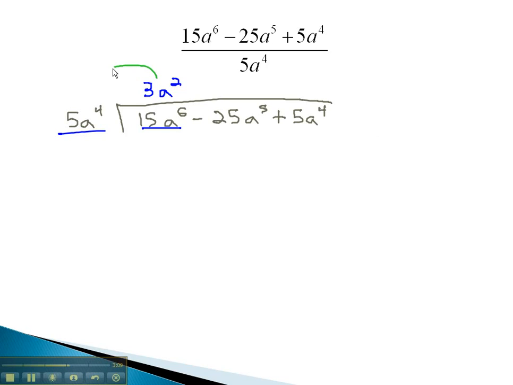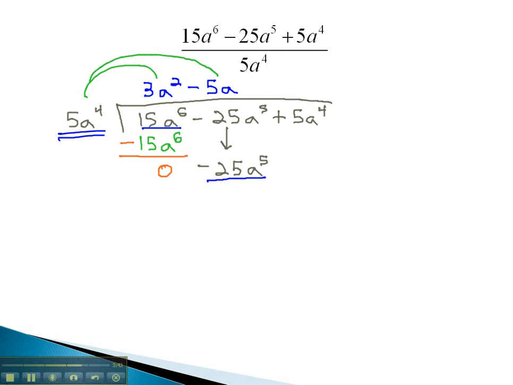We can now multiply 3a squared times 5a to the 4th to get 15a to the 6th, changing the sign so we can combine to get 0. Bringing down the next term, negative 25a to the 5th, we can now repeat by dividing by 5a to the 4th. This will reduce to negative 5a.